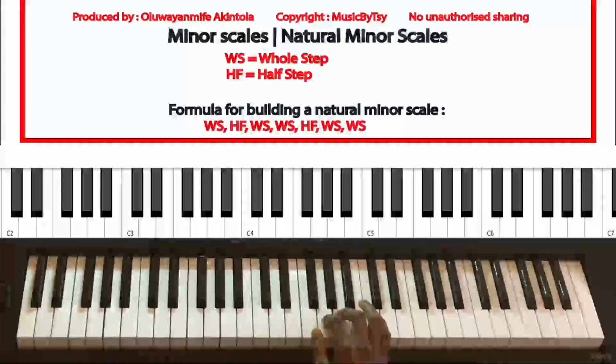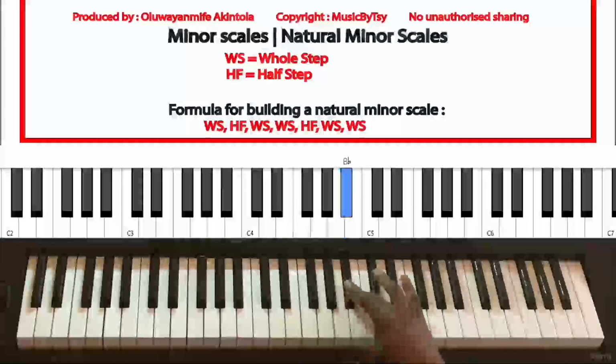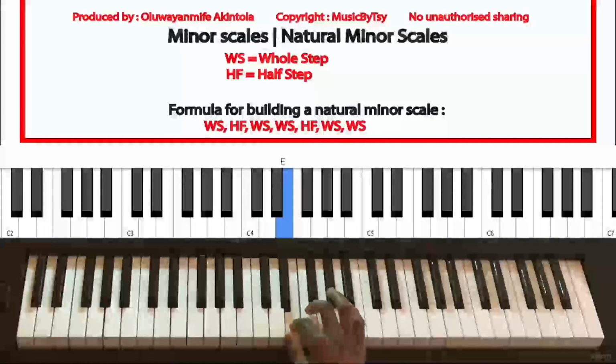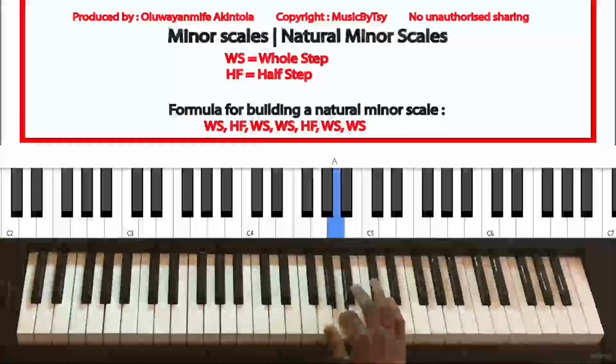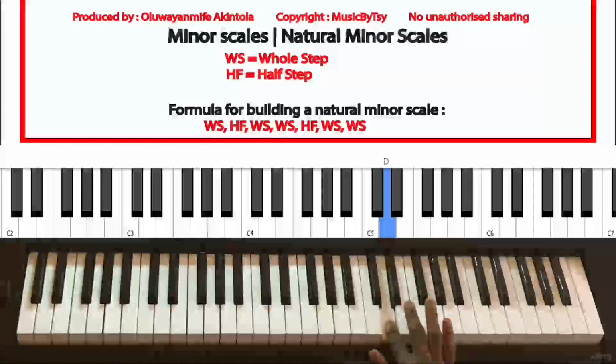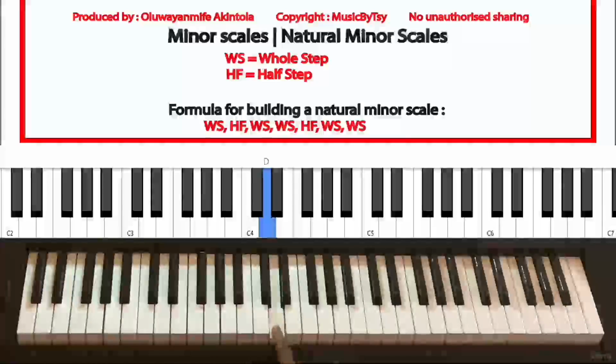The F major scale goes like this. The D natural minor scale is gonna go like this. So all we did was we played the F major scale starting from the key of D and finishing at the key of D.